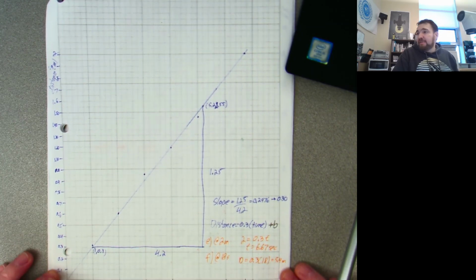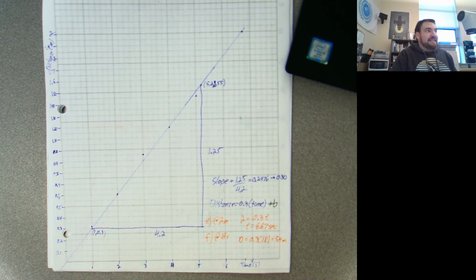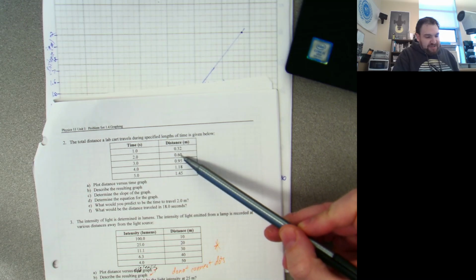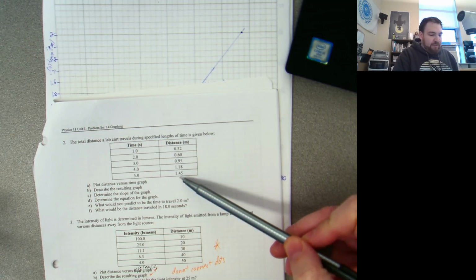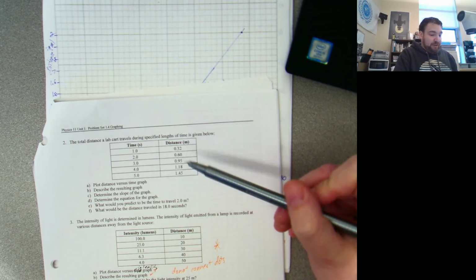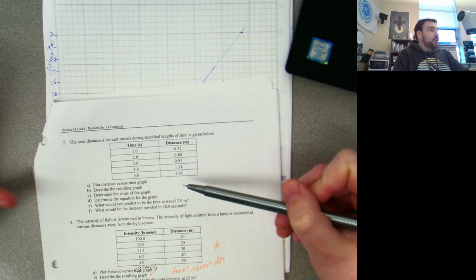I was having a conversation, I can't remember who with. The data should not be your scale, but the data should determine what kind of scale you should have. Like these ones, the distance 0.32, 0.60, 0.95, 1.18, 1.45. What I mean by using your data as your scale, I had someone literally put these numbers going up the side. That's never how you want to graph.